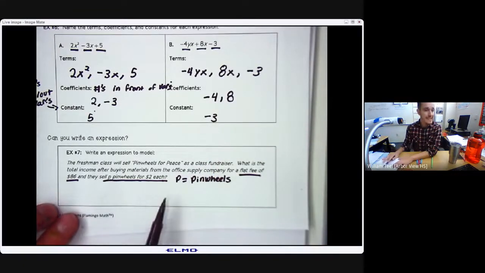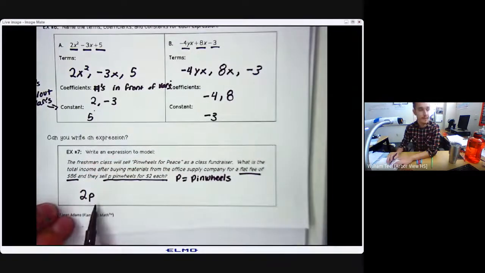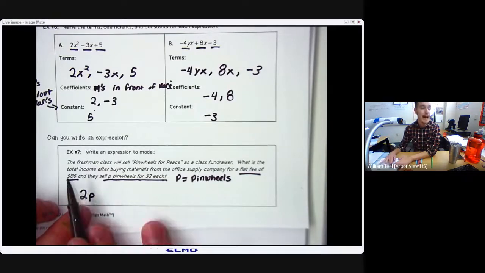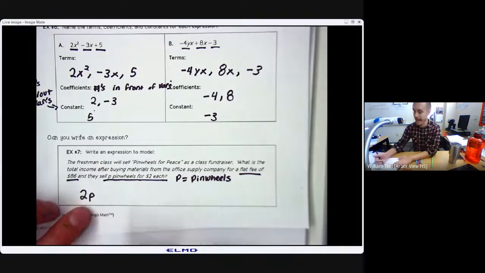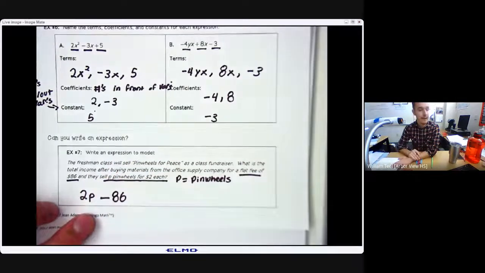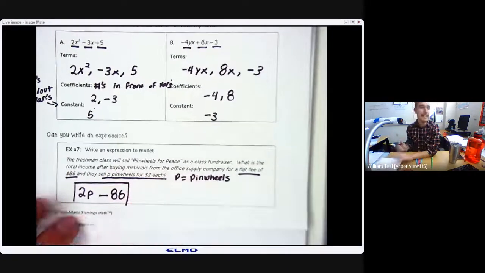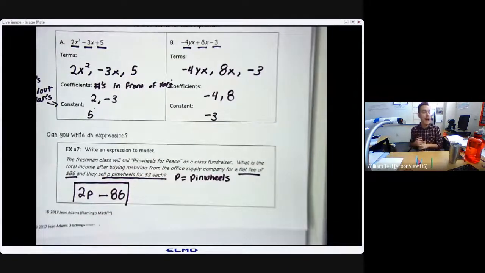But in order to represent this situation, all of the income off of the $2 per pinwheel is going to be represented by 2P. I get $2 per pinwheel, so I can just plug in however many pinwheels I sold in for P. However, the one cost that I have to take care of is I have to subtract off the 86. And once I get this, you guys, this expression is going to tell me how much money I made. So let's say you sold 100 pinwheels.